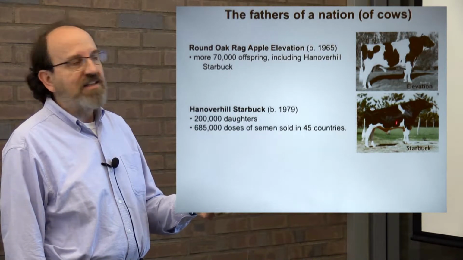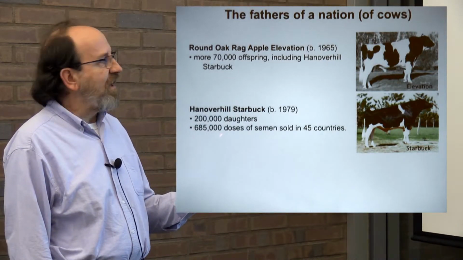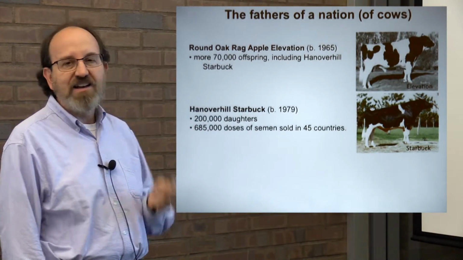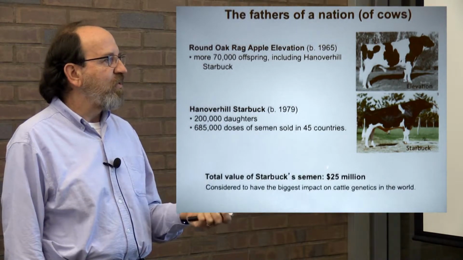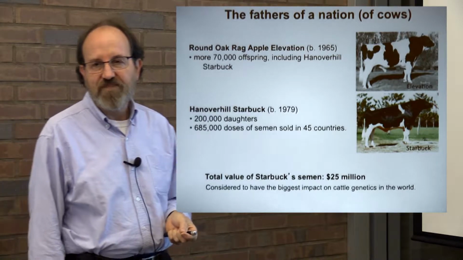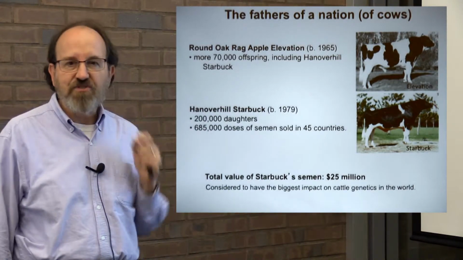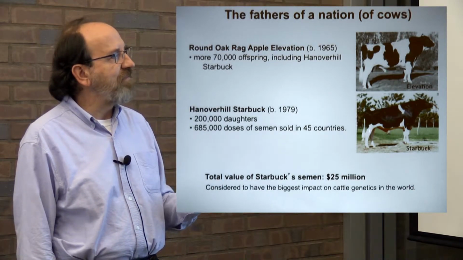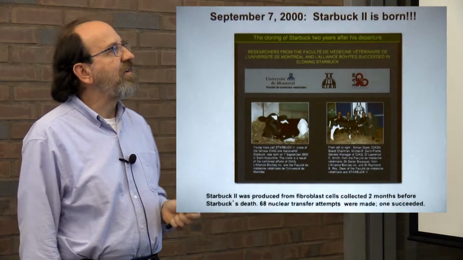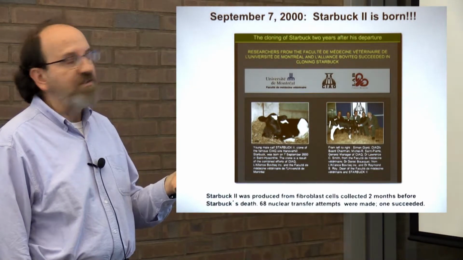And this was an amazing bull. He had $20,000, and he had 685,000 doses of semen that were sold. That semen was worth $25 million. Okay. So farmers could buy a straw of that semen if they wanted to basically have a calf produced from semen. He was so valuable that in 2000 he was cloned.